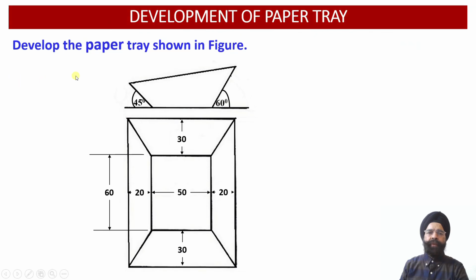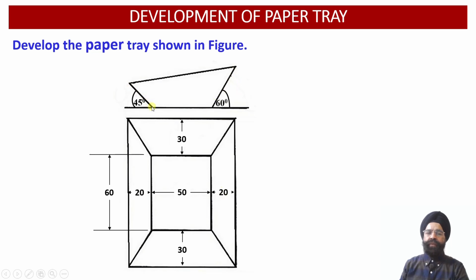Now here we have been provided with the construction of the paper tray and we are required to obtain the development of the lateral surface of this paper tray. In this paper tray we have a rectangular base which measures 50 millimeter by 60 millimeter. So the width of this paper tray is 50 millimeter while the depth of this paper tray is 60 millimeter.